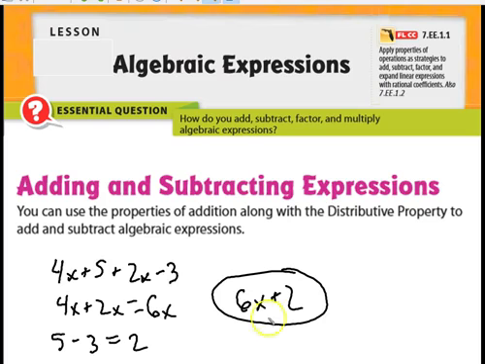I can't do anything after this because they are not like terms. Okay? This 2 does not have a variable, so I cannot add it with this 6x. And we do not know what x is, so we cannot finish the problem. This is it. This is our final algebraic expression.